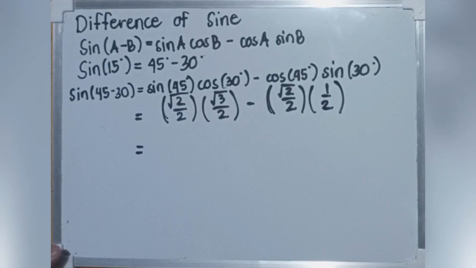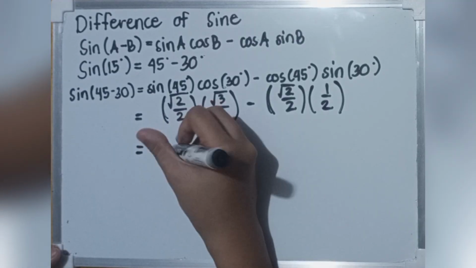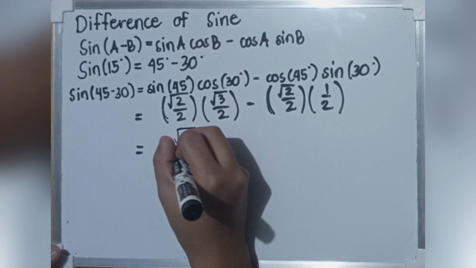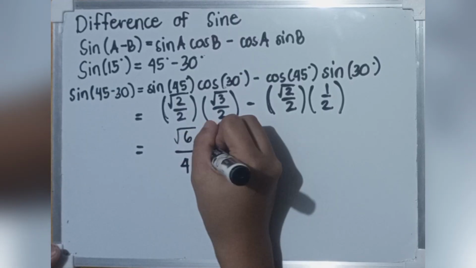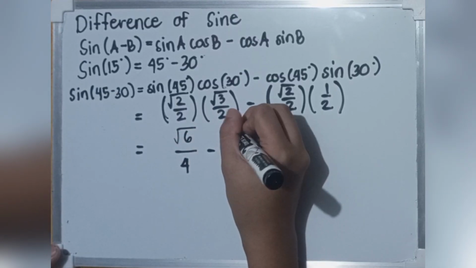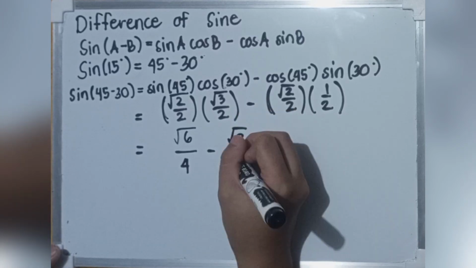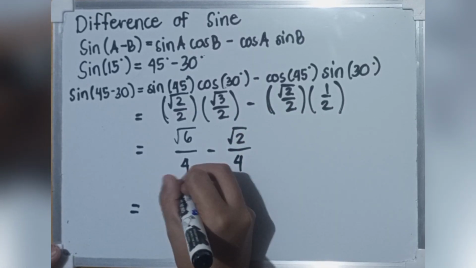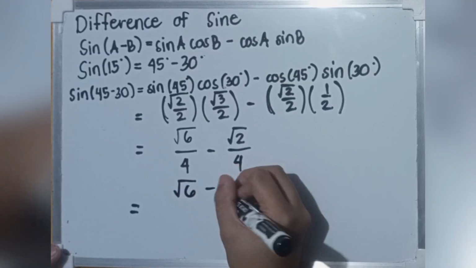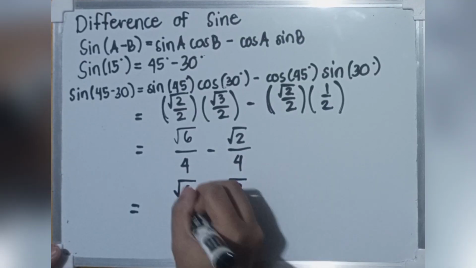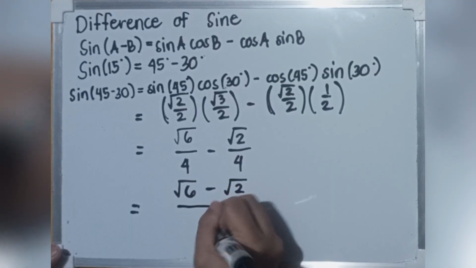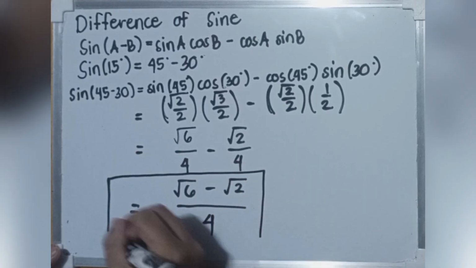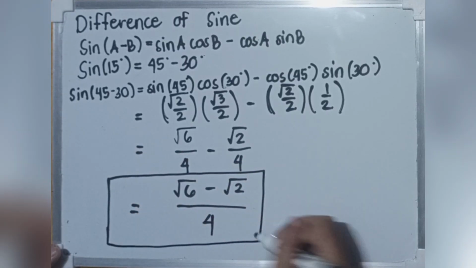So then, let's multiply it one by one. So, square root of 2 times square root of 3 equals square root of 6 over 4. Minus square root of 2 times 1 equals square root of 2 over 4. So now we have our final answer: square root of 6 minus square root of 2 over 4. So this is the difference of sine 15 degrees.